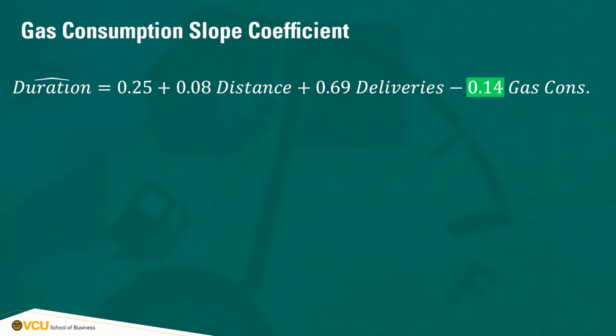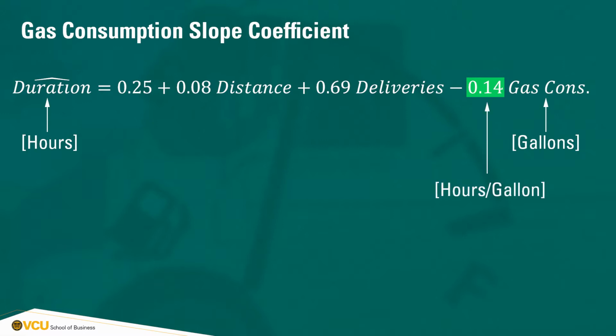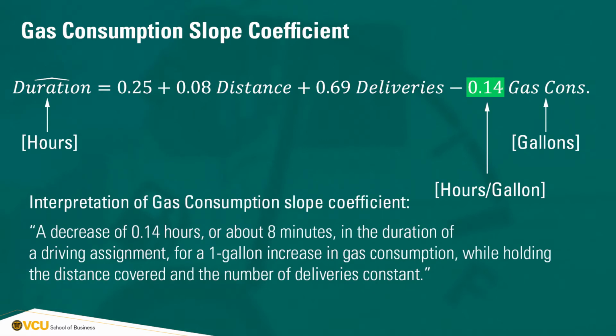What are the units of the gas consumption slope coefficient? Remember that slope coefficients have rate units, and in order to balance the units on both sides of the regression equation, the units of the slope coefficient for gas consumption must therefore be hours per gallon. So the interpretation of the gas consumption slope coefficient would sound something like this. A decrease of 0.14 hours, or about 8 minutes, in the duration of a driving assignment for a 1 gallon increase in gas consumption while holding the distance covered and the number of deliveries constant.